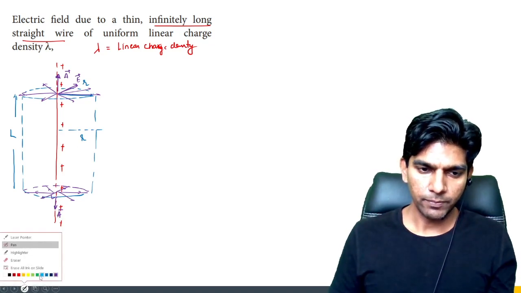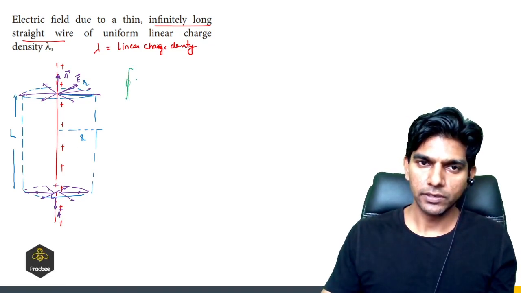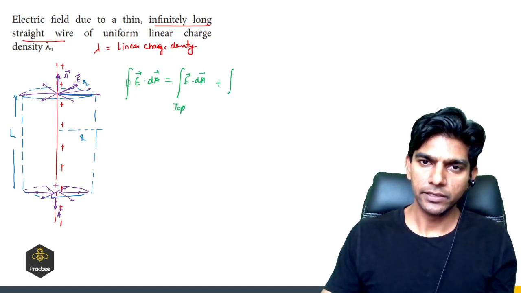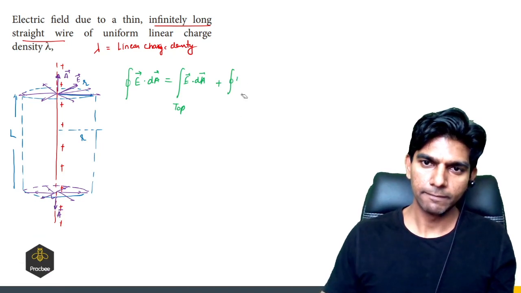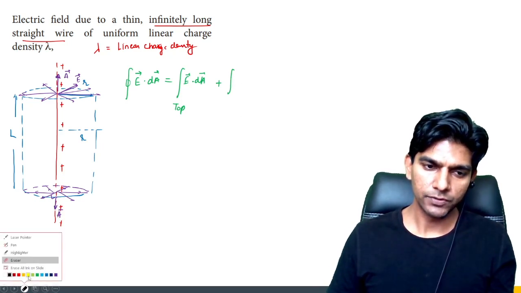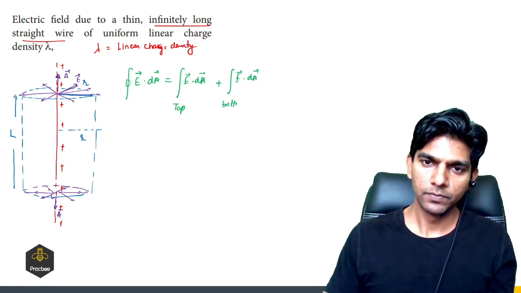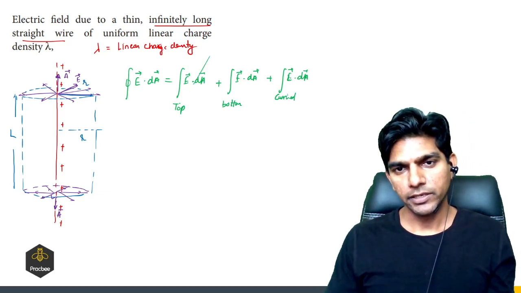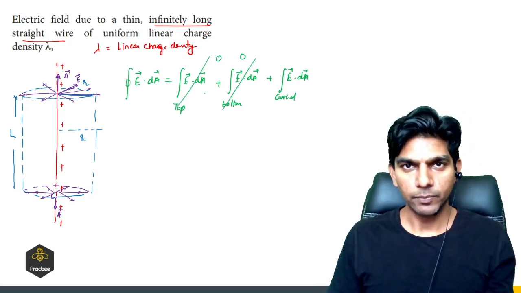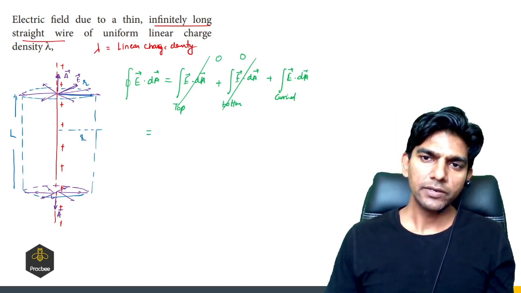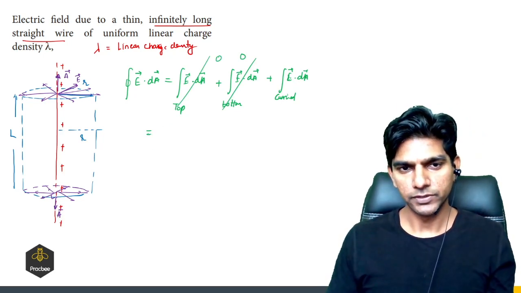So if we apply Gauss's law, according to Gauss's law, closed integral E dot dA can be written as integral E dot dA for the top surface plus integral, not closed, right? Open integral, because now we are considering open surfaces one by one. E dot dA for the bottom plus integral E dot dA for the curved surface. So these two will be zero because the electric field is perpendicular to the area. So we are left with the open integral E dot dA for the curved surface.